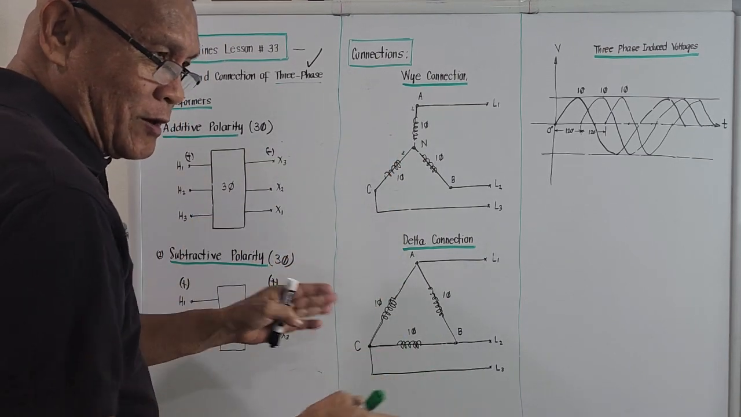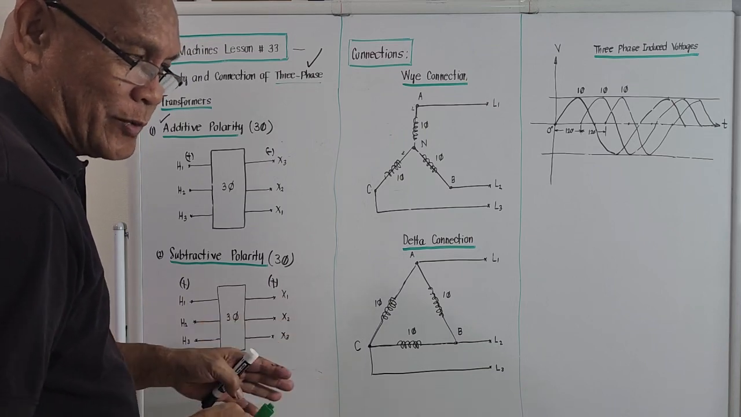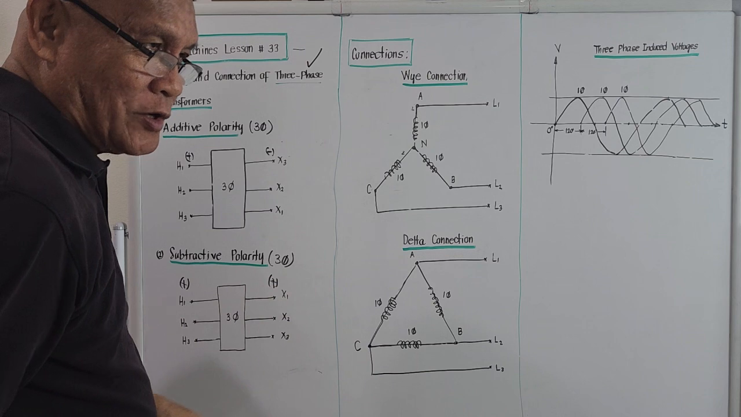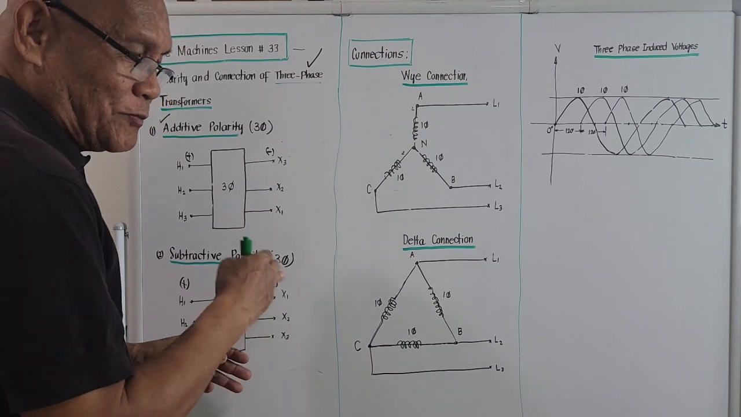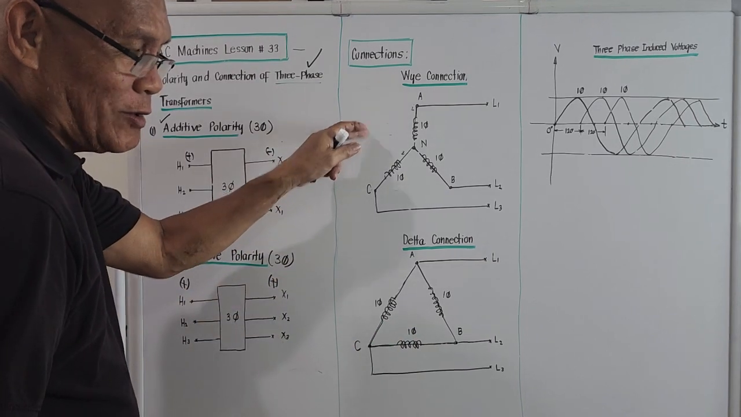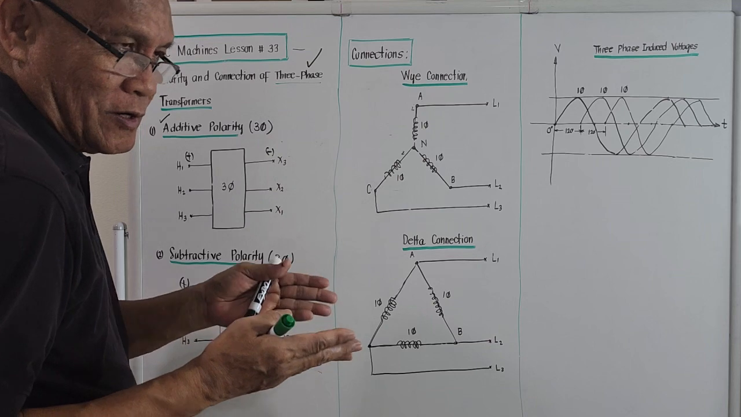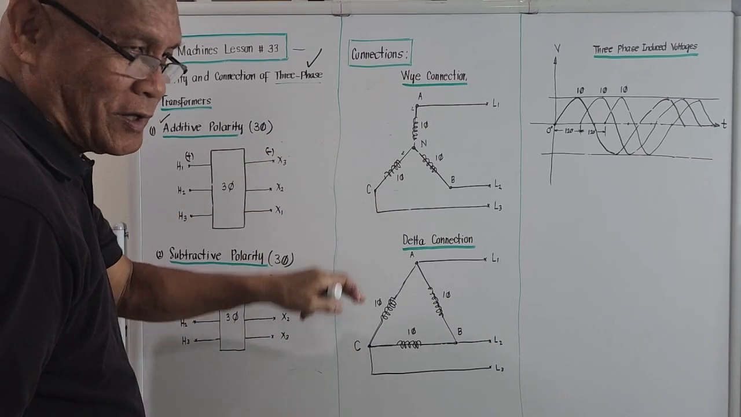So the next time around, we will be discussing the interconnections of transformers depending on the application. If it is a step-down transformer, what will be the correct connection? Will it be Y or delta? If it is a step-up transformer, what will be the good connection? Will it be Y or delta?